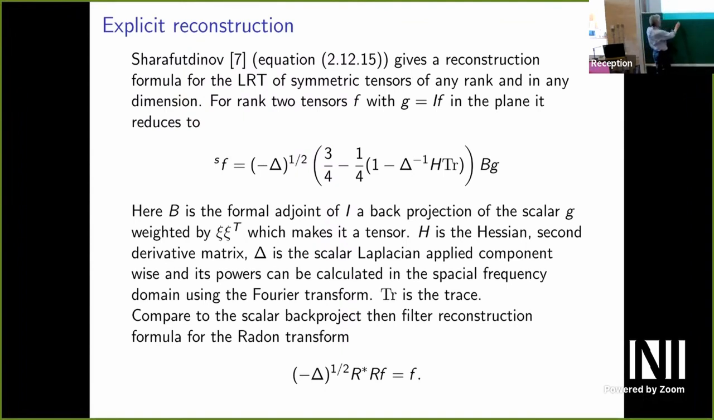Sharafutdinov uses Y as a frequency variable, so think of it as xi. And then the formula is: one minus one over Y squared, Y Y transpose.